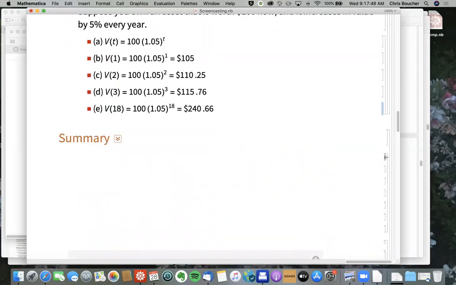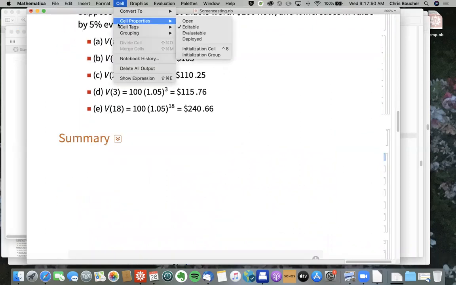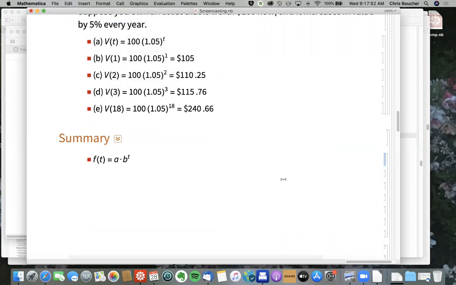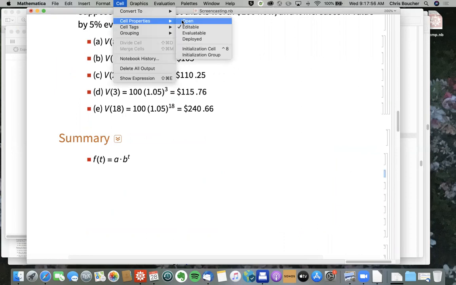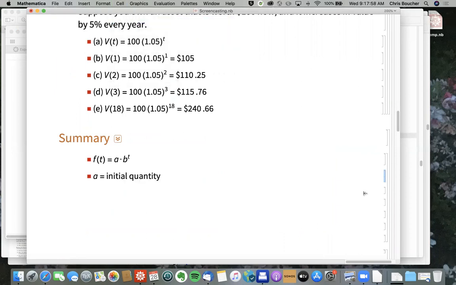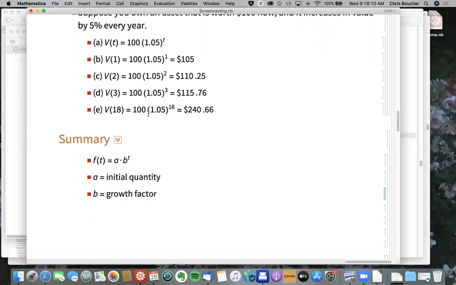Okay, so let's summarize some of what we have learned so far. There's the general form for an exponential function, A B to the T. We know what A and B mean, right? A is the initial or time zero quantity. B is called the growth factor. So that's the name that we'll give to it. And it comes from the rate of growth, right? If the rate of growth is 5% per time period, it's 1.05. If it's 23% per time period, it's 1.23, and so forth.